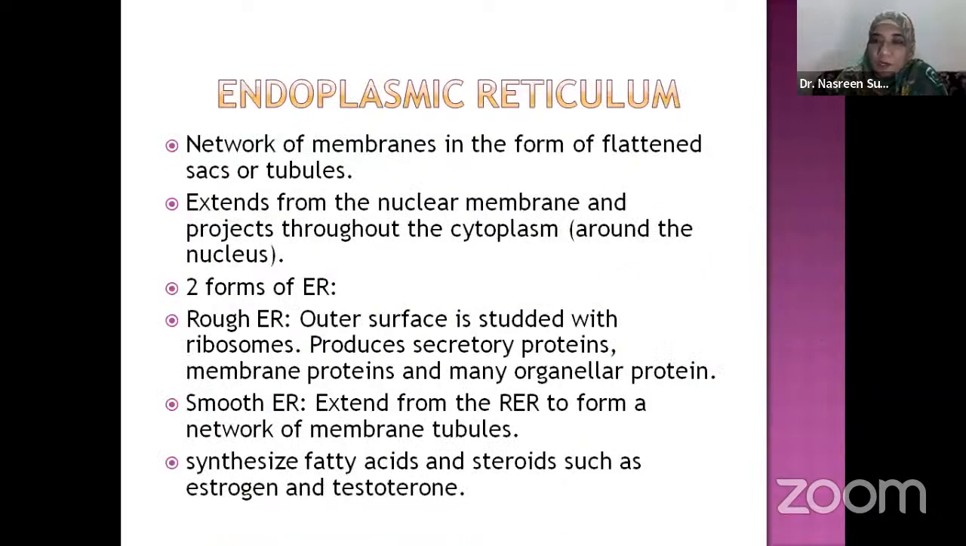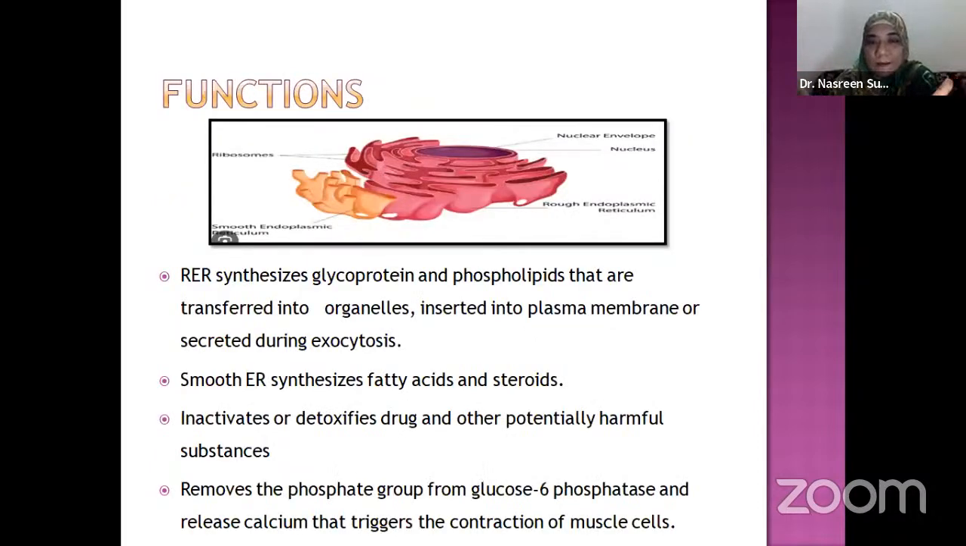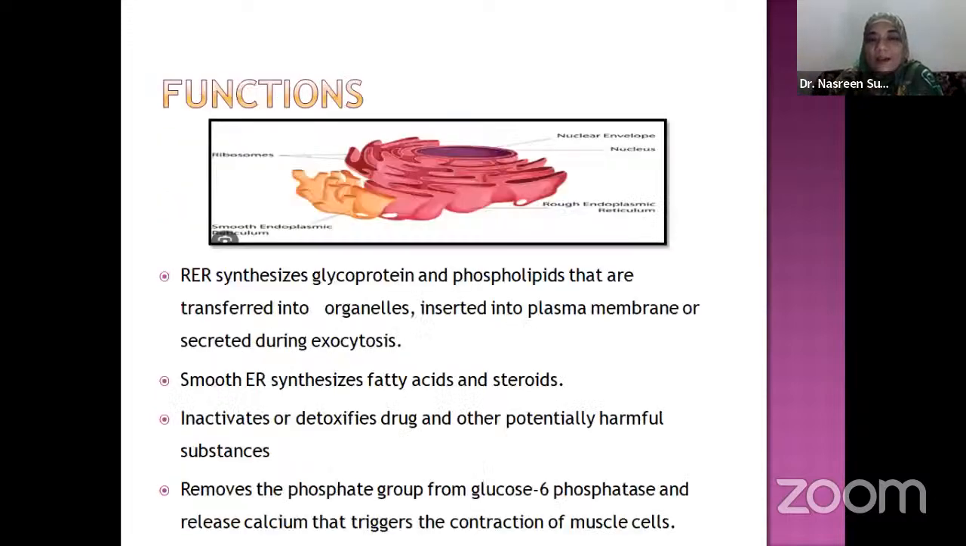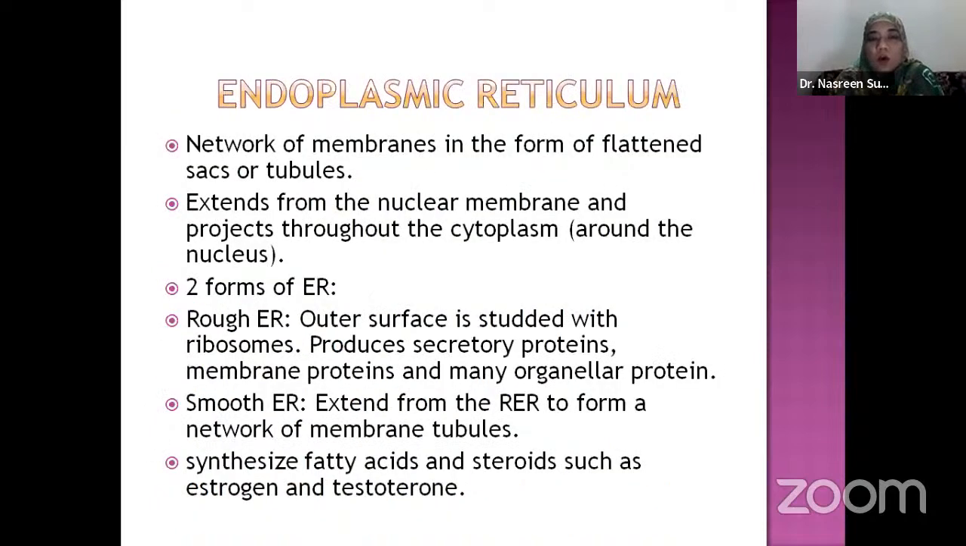Coming to the endoplasmic reticulum, it is a network of membranes in the form of flattened stacks. You can see here, flat stacks, bags. Stacks means nothing but bags, just like a balloon, if you widen the balloon, it will be the same. Okay, flattened sacs or tubules. They come from the nuclear membrane and project throughout the cytoplasm. If you remember the diagram, you can know that.